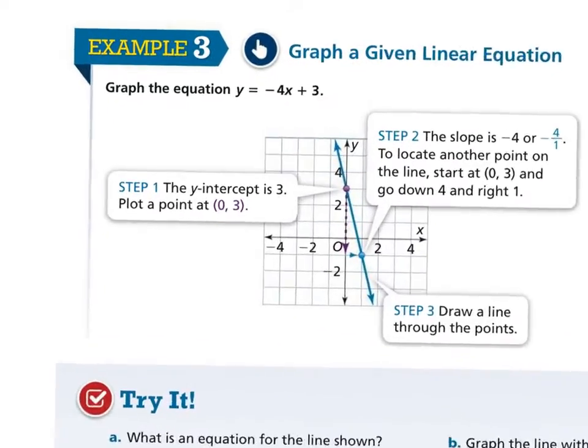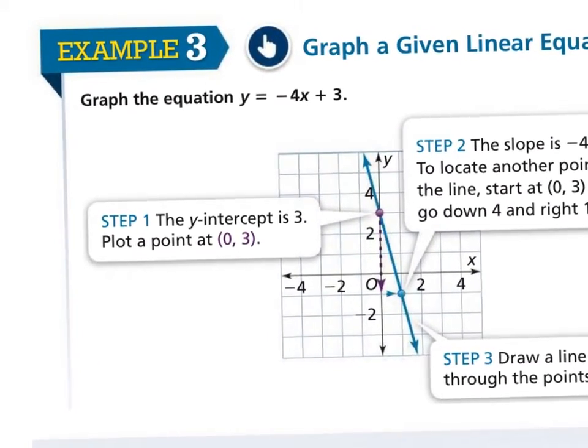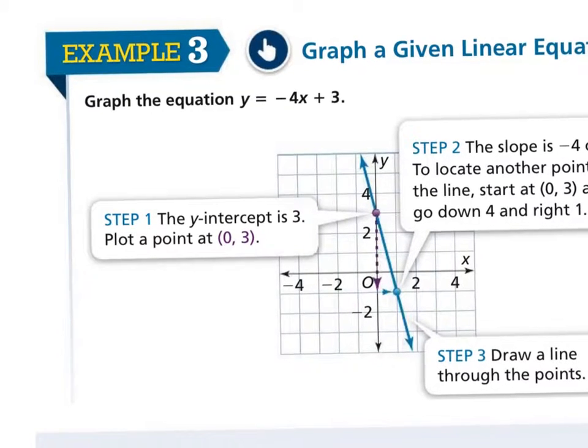So on example 3, they ask us to graph this equation y equals negative 4x plus 3. So the book's doing those first two steps that I mentioned. First step is they graph the y-intercept. So we can see from our equation the y-intercept is 3. So they graph this point 0, 3.